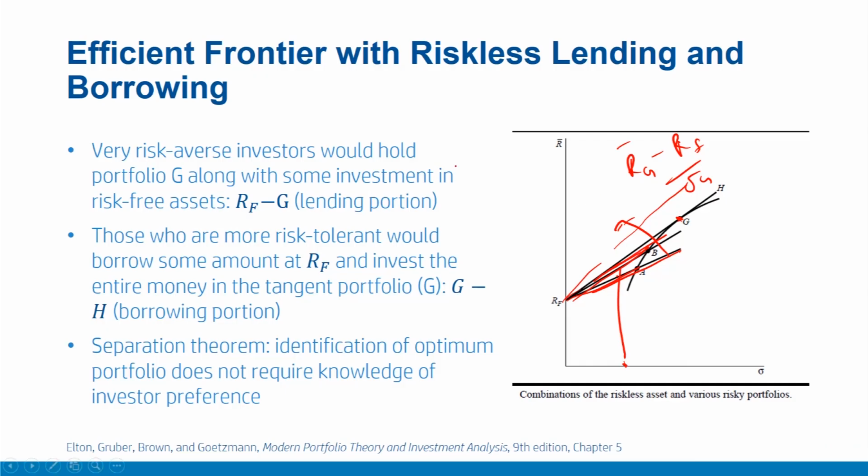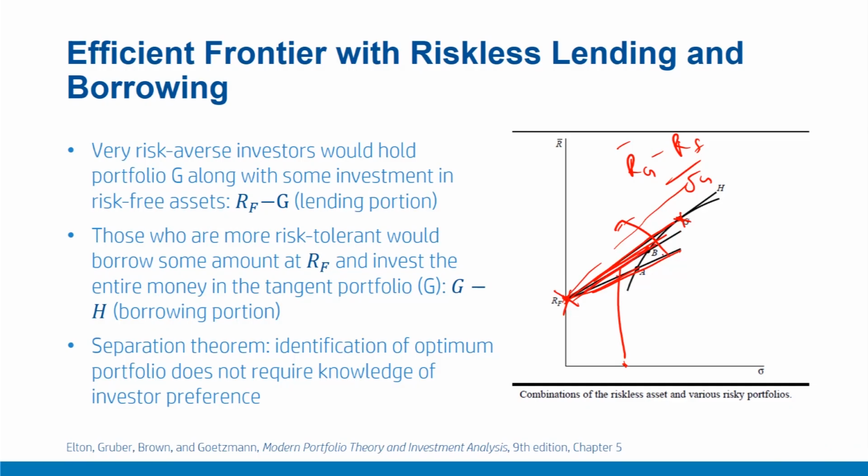Now, those investors that are more risk averse would invest some of the amount in the risk-free rate. They would invest some amount here in RF and some amount in their portfolio G, so that they are on this segment RFG. This is called the lending segment.